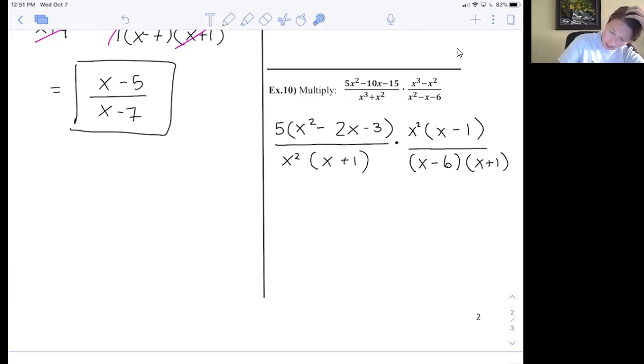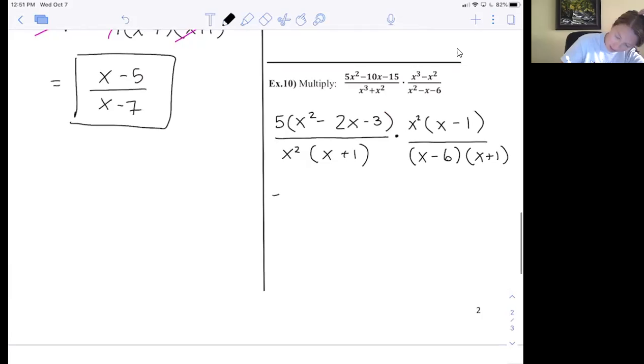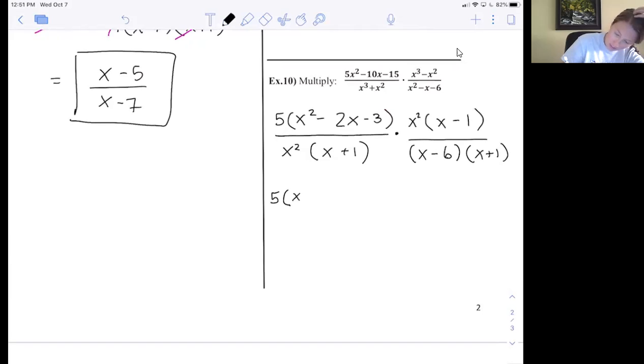Now, before I finish, I bet I can factor this out. So I would need something that multiplies to give me -3 and adds to give me -2. And I can't forget about that 5. So it's going to give me x minus 3 and x plus 1. And then everything else is going to stay the same.